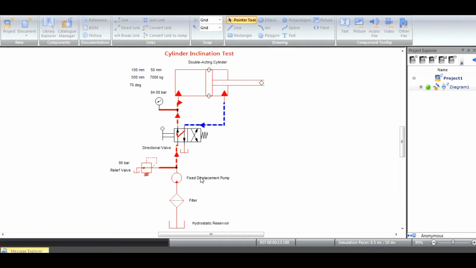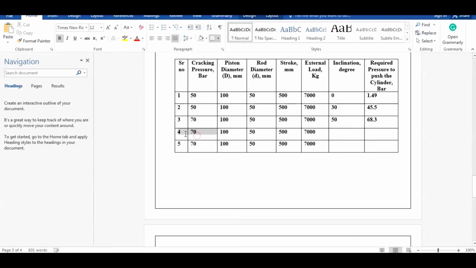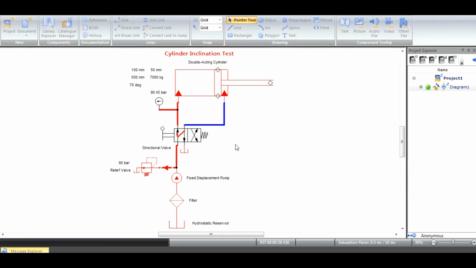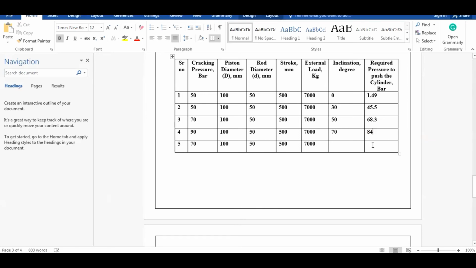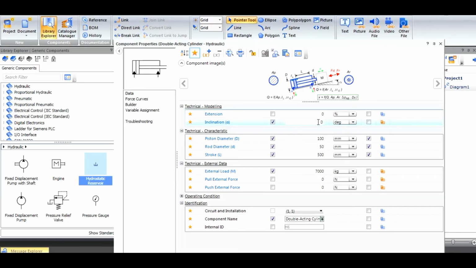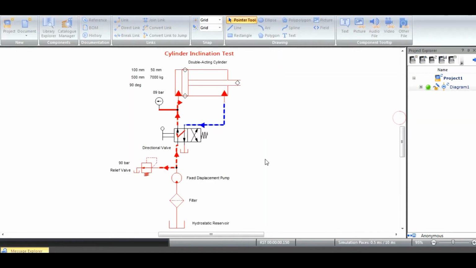With 90 bar cracking pressure, how much pressure is required to push the cylinder at a 70-degree angle? It is equal to 84. Now for 90 bar cracking pressure with a 90-degree angle, nearly 88.7 bar pressure is required to push the cylinder.